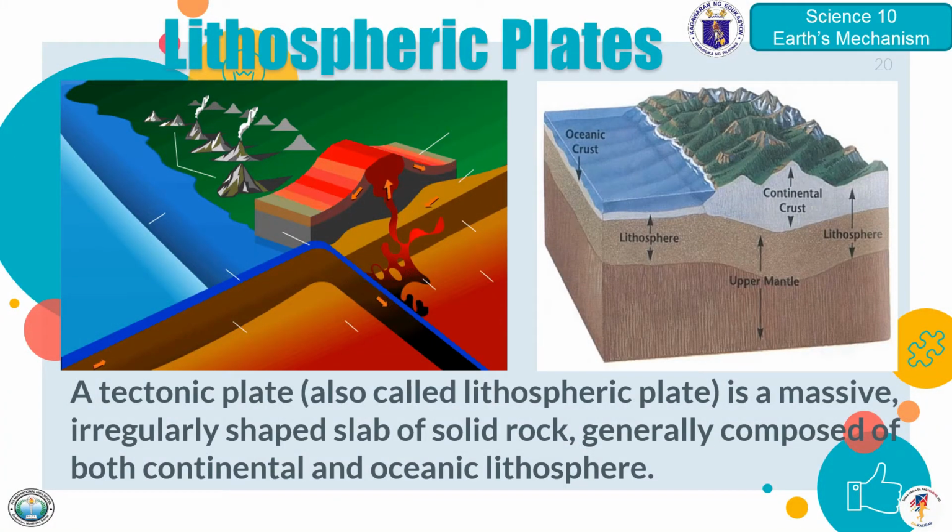Plates can also be called tectonic plates, which refers to a massive, irregularly shaped slab of solid rock, generally composed of both continental and oceanic lithosphere. By the way, can you still recall the difference between oceanic crust and continental crust? When you talk about oceanic crust, this refers to lithospheric plates which are located underneath the ocean. And of course, those lithospheric plates which are located above it are known as continental crust.